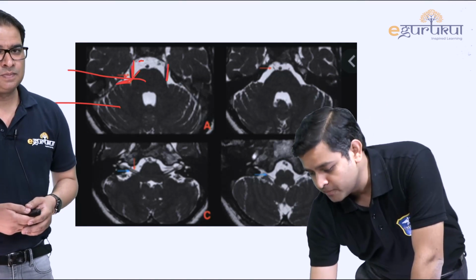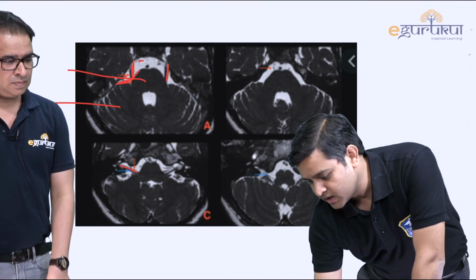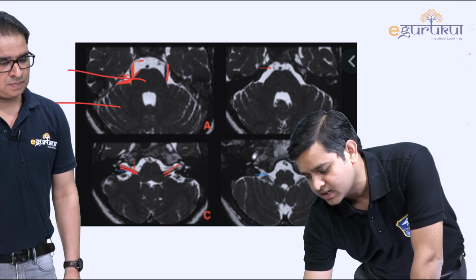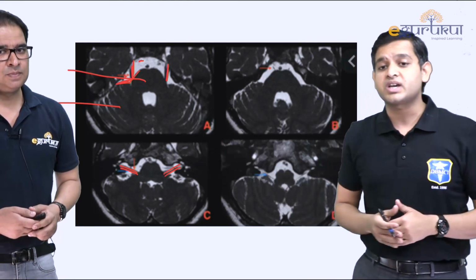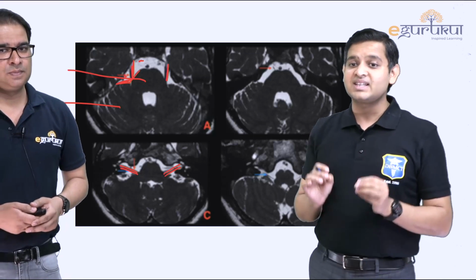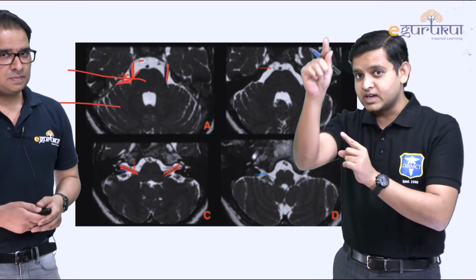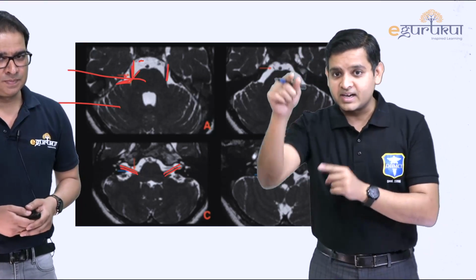Whereas if you see a section slightly lower down, you can see the 2 nerves going laterally towards the internal ear through the internal acoustic canal, the 7th and 8th nerve complex. So the 5th nerve, as Dr. Ashwani told you, goes anteriorly, and the 7th and 8th nerves go laterally.